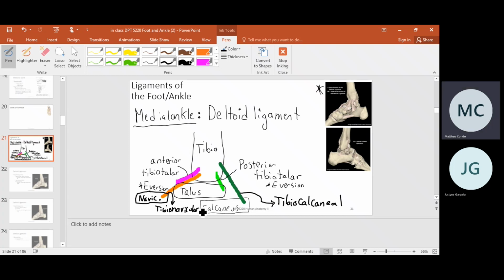I'm going to do an inversion. Make sense? Okay. Any other questions on it? Okay, I want to make sure you guys understand. What's that?